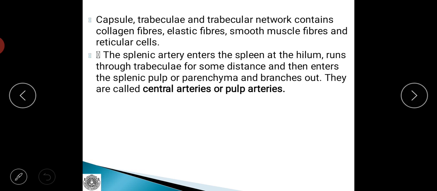Capsule, trabeculae and trabecular network contain collagen fibers, elastic fibers, smooth muscle fibers and reticular cells. So these are the components of the capsule and trabeculae. The splenic artery enters the spleen at the hilum, runs through the trabeculae for some distance, which is already shown in one of the previous slides, and then it enters the splenic pulp or parenchyma and branches out profusely. They are called central arteries or pulp arteries.